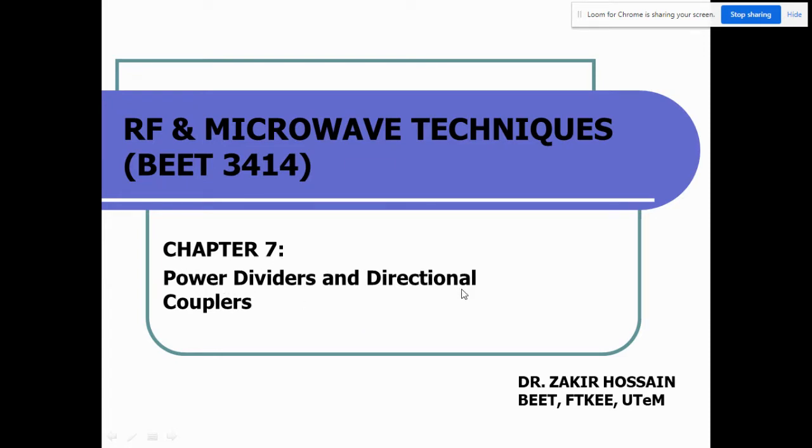Basically, these two devices, the power dividers and directional couplers, are very useful devices and have been in use by designers for ages. These two devices are used in transceivers, like the receiver front ends, transmitter front ends, and so on and so forth. So let's go to our slides.